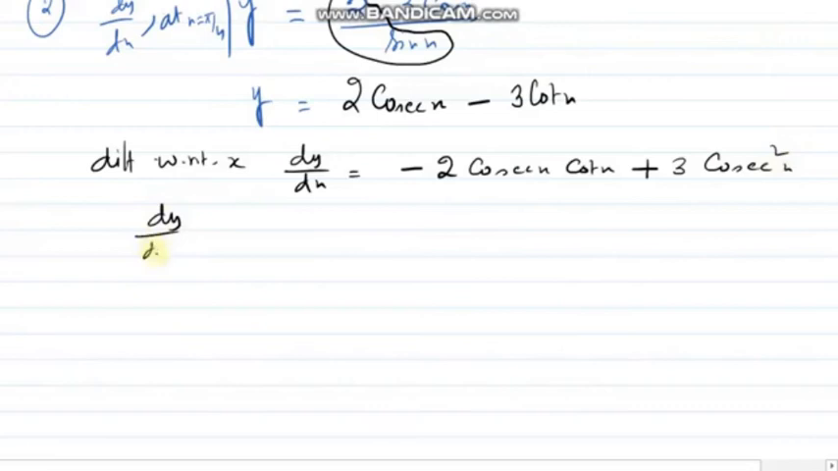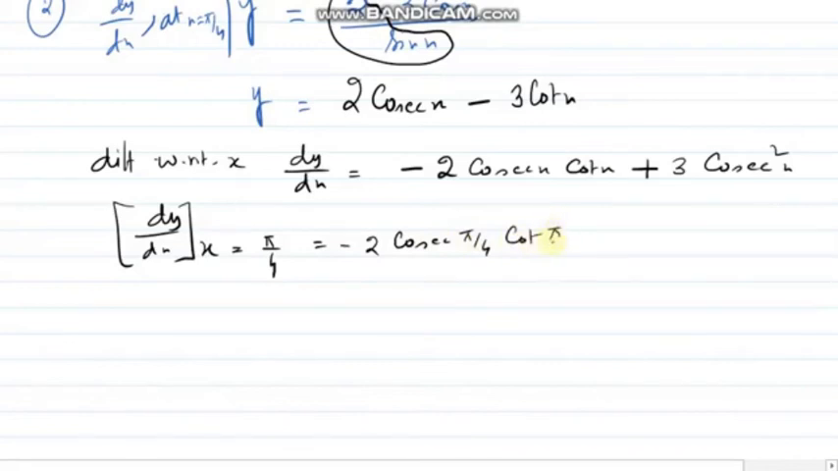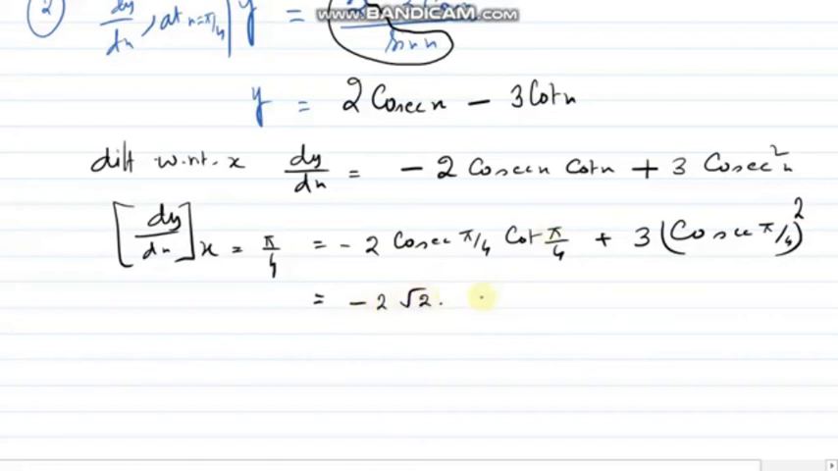Now dy/dx at x equals pi by 4 will be minus 2 cosec pi by 4 cot pi by 4 plus 3 cosec pi by 4 whole square. In this step we apply the standard values we know. Sin pi by 4 is 1 divided by root 2, so cosec pi by 4 will be root 2, cot pi by 4 is 1, plus 3 cosec pi by 4 is root 2, so root 2 whole square is 2 only. So the answer is 6 minus 2 root 2.